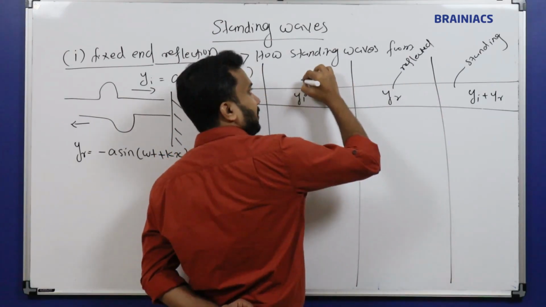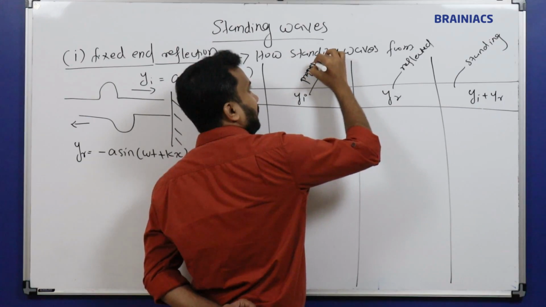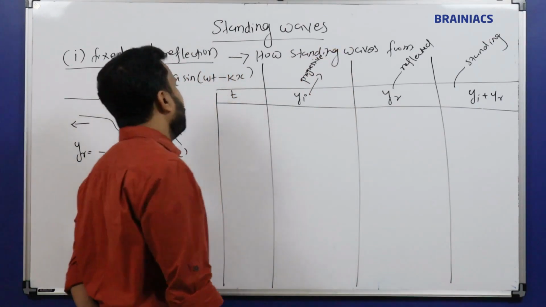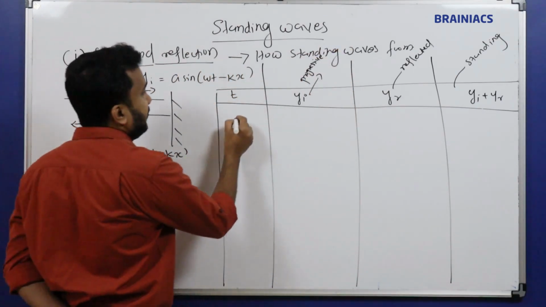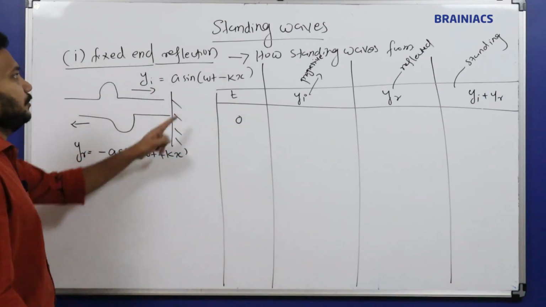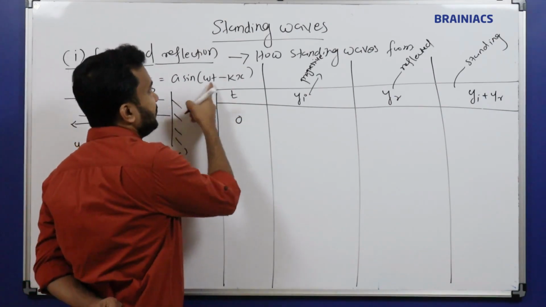That is called the progressive wave. Now we'll give different intervals to t. T equal to 0, we'll give. When t equal to 0, what will this equation become?